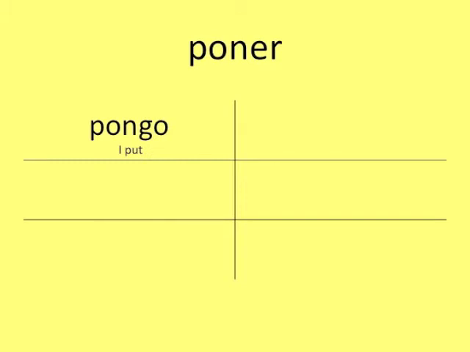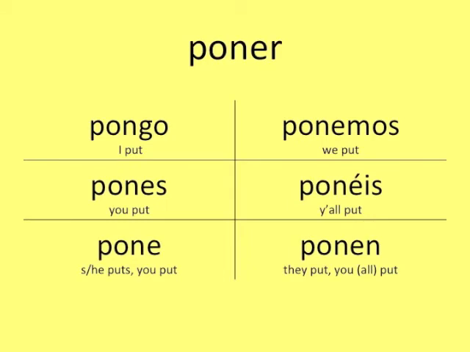The next go verb we're going to look at is poner. To form the yo form of poner, you're going to take off your ER ending and replace it with the GO ending. So we have the word pongo, I put, or I place. The remaining 5 forms then are normal: pones, pone, ponemos, ponéis, and ponen.